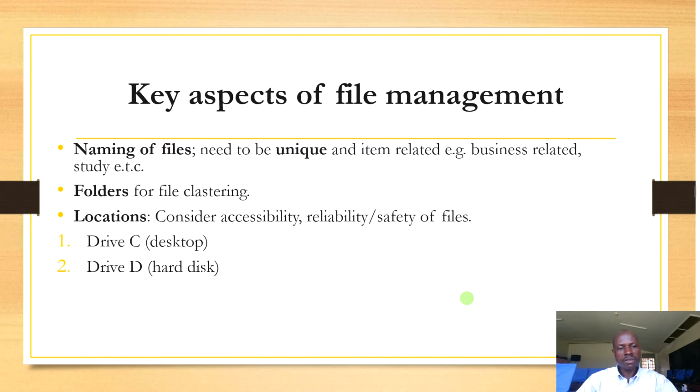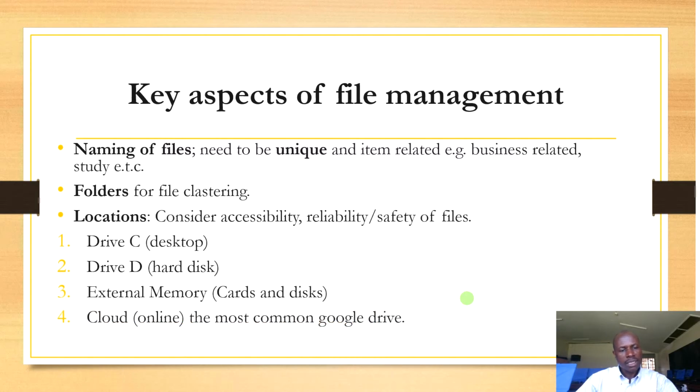We also have drive D, the hard disk. This is easily accessible but also more reliable compared to the desktop or drive C. Here, if your computer crashes, or should your computer be formatted, it is much easier to retrieve your documents than those in drive C. Then we have external memories like the card, the disks, and so on. And finally, we have the cloud, the online.